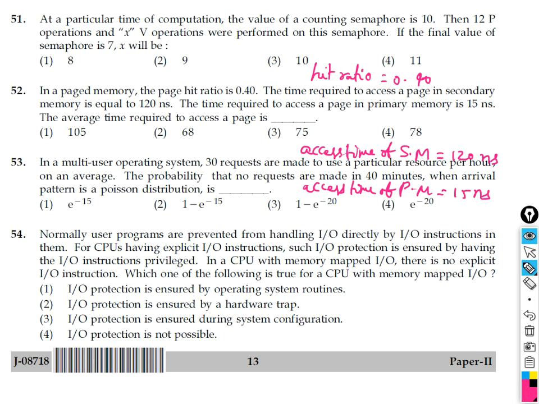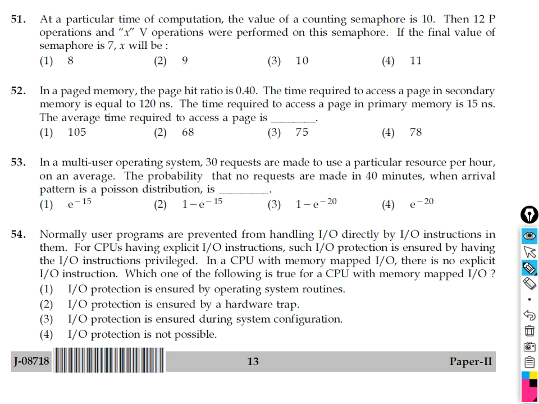Then we need to find the average time required to access a page. That is, we need to find out the average access time. Okay, very simple. So average access time formula is hit ratio multiplied by access time of primary memory plus 1 minus hit ratio into access time of secondary memory. So this is the formula for calculating the average time required to access a page.